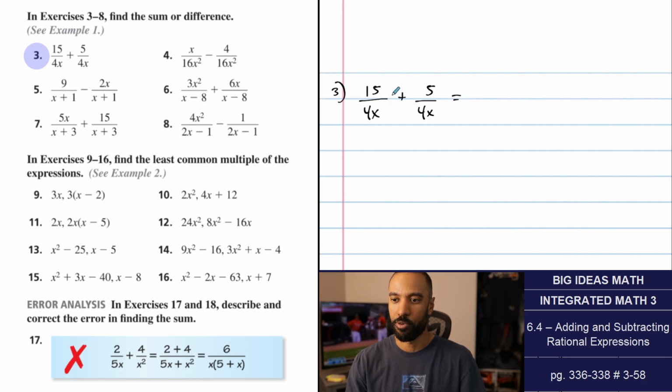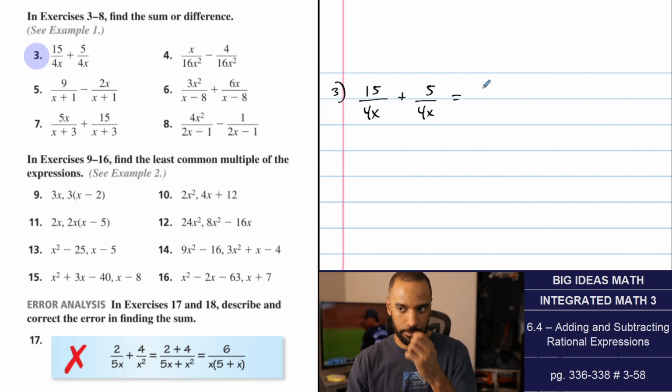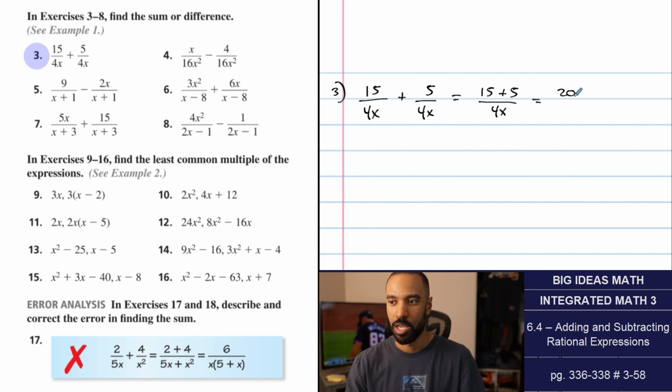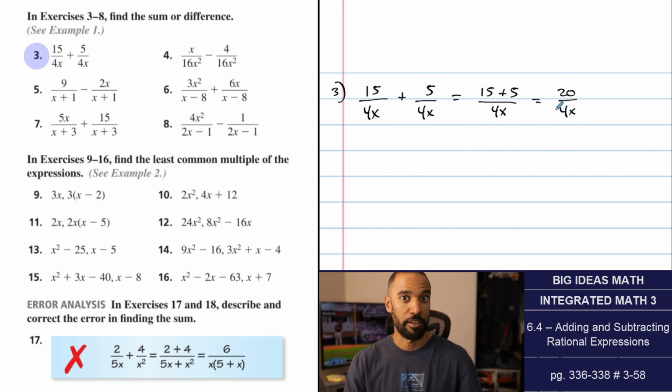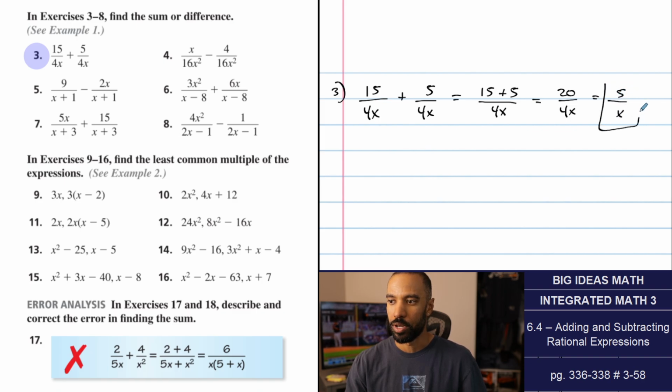We share a common 4x, so I get to add the 15 and 5. I'm not going to be precious about it after this problem, but I'll begin this one by showing, yes, you do add 15 with 5, keep the 4x. So we get 20 over 4x. Now, this could reduce because we could divide top and bottom by 4. So this becomes 5 over x ultimately when you do that reduction.